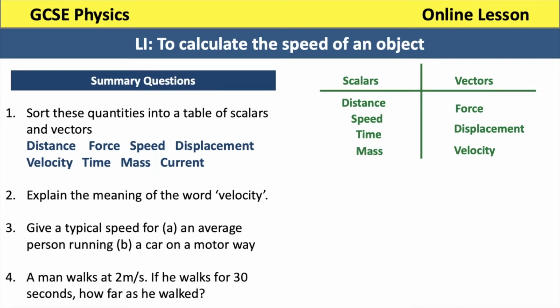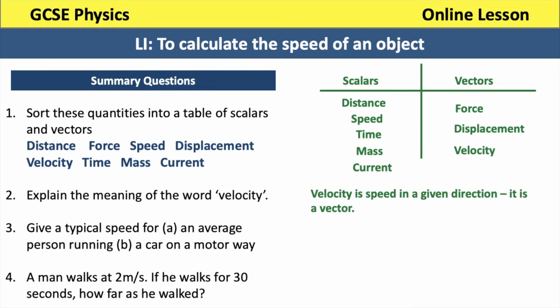Mass, likewise, the amount of kilograms or the amount of grams that something is, is a scalar. And finally, current would also be a scalar. Current, of course, we did a whole topic on electricity earlier on in the course. Now, for question number 2, we were asked to explain the meaning of the word velocity. Well, velocity is speed in a given direction, and it is a vector. I would actually include both of those in your explanation of the word velocity.